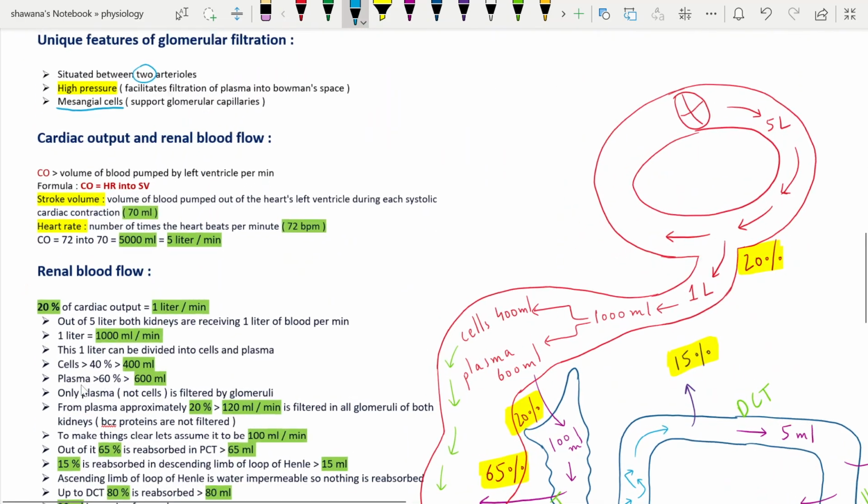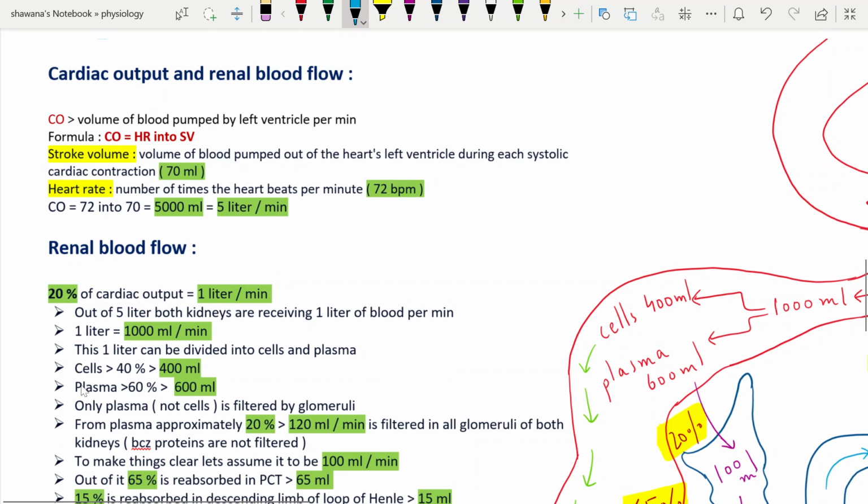Okay, so coming towards the cardiac output and the renal blood flow, it is not the blood supply that we have discussed, but it is somewhat different. Let's discuss first of all the cardiac output. Cardiac output is defined as the volume of blood pumped by the left ventricle in 1 minute. What is the formula for the cardiac output? It is heart rate into the stroke volume.